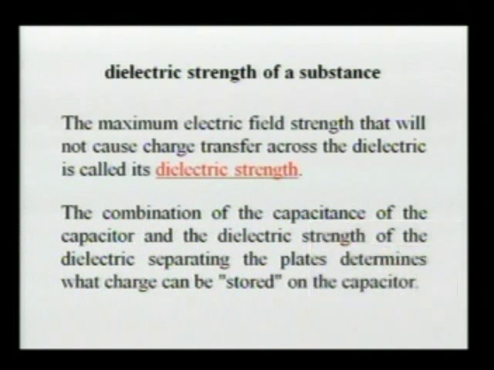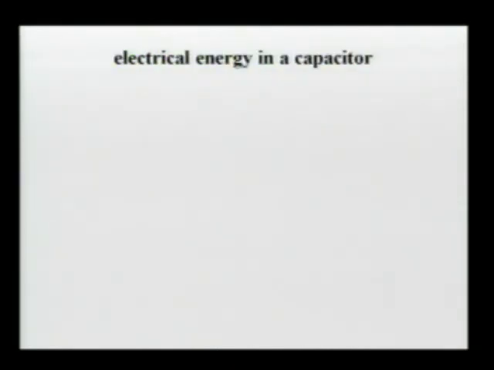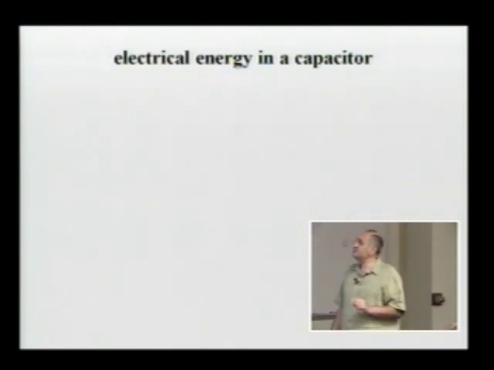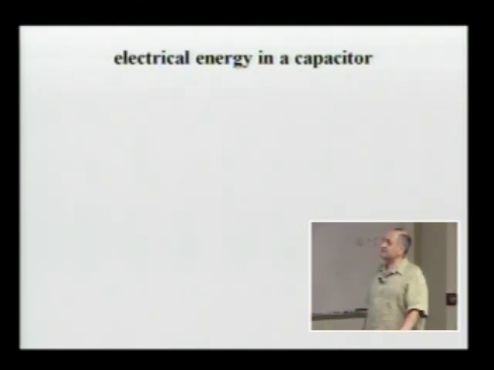So the combination of capacitance of a capacitor and the dielectric strength of the dielectric separating the plates determines how much charge can be stored on the capacitor. Now, what do we understand by stored? Transferred between the plates, correct. Whenever we charge a capacitor, we store energy in a form of electrical energy.